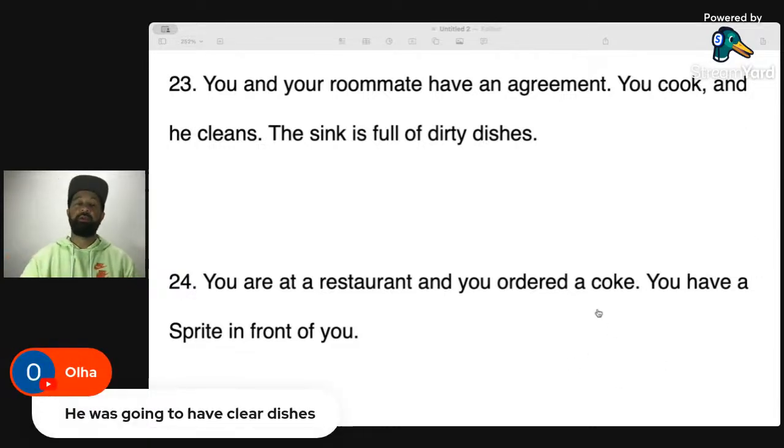Okay, Ola. So he was going to have cleared the dishes. Instead of going to, let's use supposed to. He was supposed to do the dishes. He was supposed to have cleared the dishes or cleaned, sorry. He was supposed to have cleaned the dishes. Okay, and I would just say he was supposed to clean. We don't need to put have in that sentence, Ola. He was supposed to clean the dishes, or he was supposed to do the dishes.